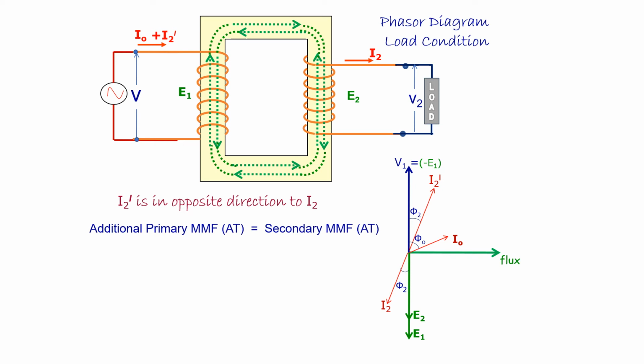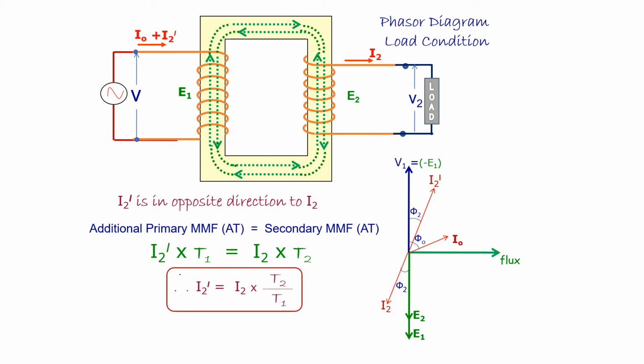The additional primary MMF in ampere turns should be equal to the secondary MMF ampere turns in order to maintain the flux in the core constant. So the additional current I2 dash into the primary number of turns should be equal to the secondary current into the secondary number of turns. From this, I2 dash will be equal to I2 into T2 by T1.